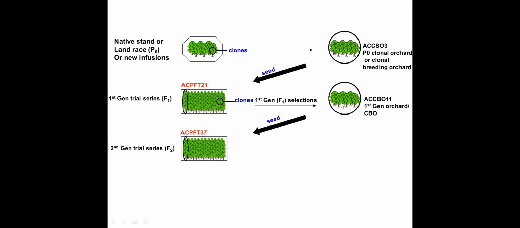From the first gen seed orchard, seed will be collected and placed into a second gen progeny trial from which data will also be collected.